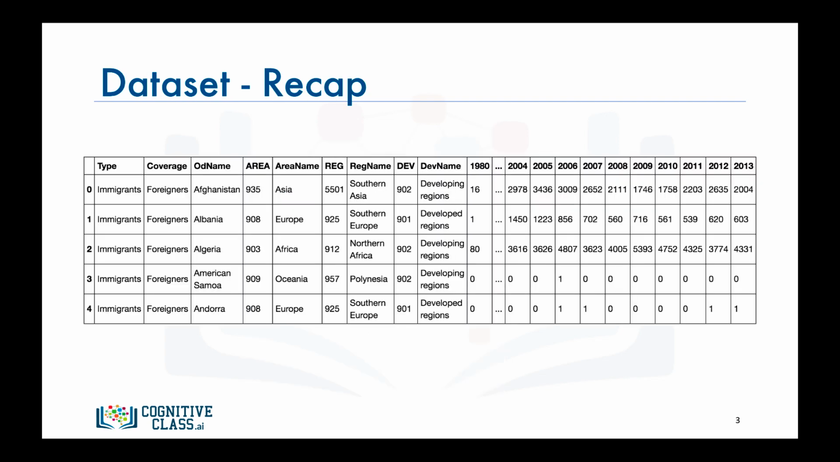Before we go over the code to do that, let's do a quick recap of our dataset. Recall that each row represents a country and contains metadata about the country, such as where it is located geographically and whether it is developing or developed. Each row also contains numerical figures of annual immigration from that country to Canada from 1980 to 2013.